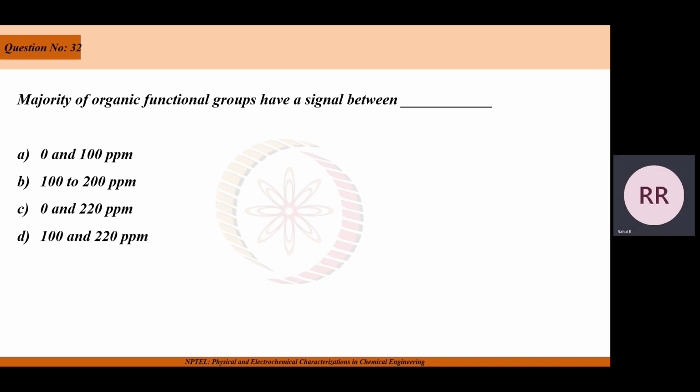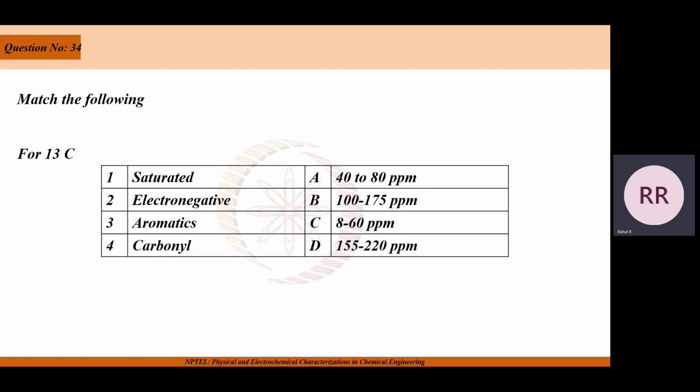Okay, I think we can now discuss the answer. The answer to this question is 0 to 220 parts per million. Now let us go to the next question. This is a match the following question. Correspondingly match this side with the parts per million, which is the chemical shift. What do the aromatics have? What do the carbonyls have? What do the electronegative species have? What do the saturated species have? So just think about it for a few seconds, then I will let you know the answer.